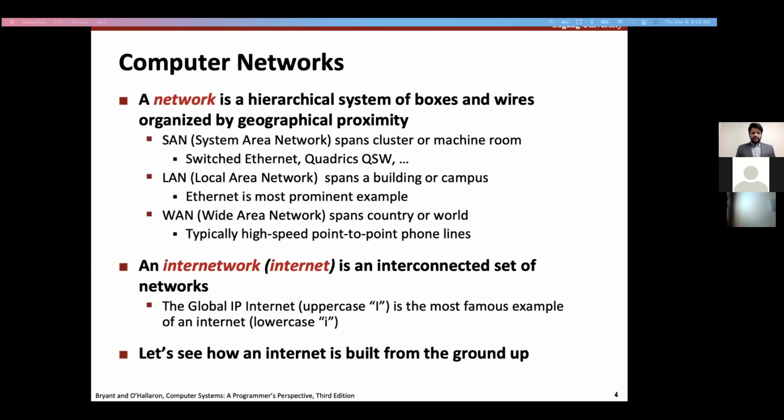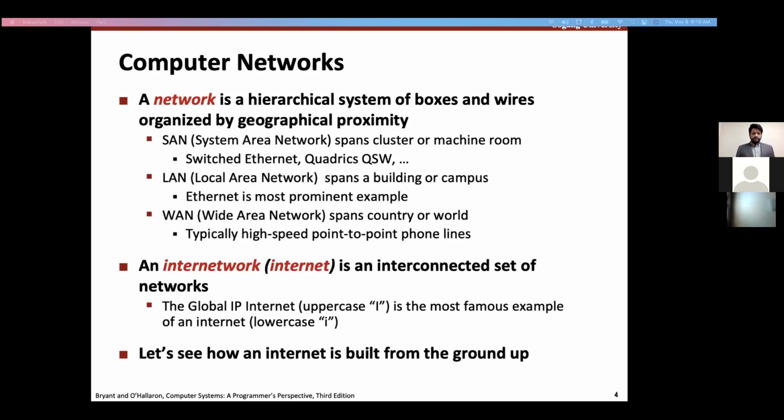The second one is the local area network. You might be very familiar with this term, the LAN, and it spans a building or a campus. Like Sogang has its own LAN. In a LAN, Ethernet is the most prominent example. So you can have like 10 gig or maybe 100 gig LAN, something like that.